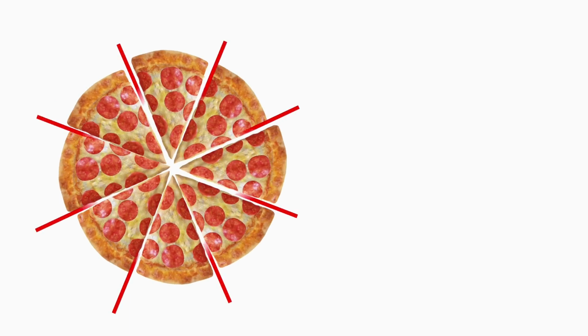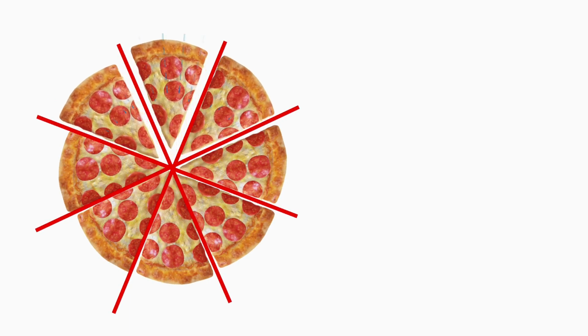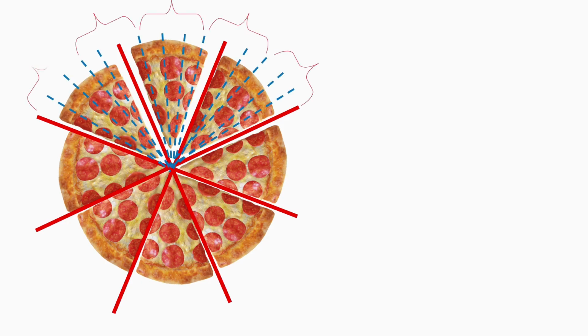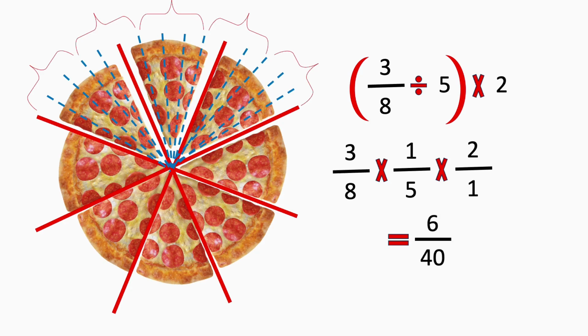As you can see, Sam must divide 3/8 of a pizza into 5 parts and give 2/5 of that to Henry and David. So we can do 3 over 8 divided by 5 times 2, or 3 over 8 times 1 over 5 times 2 over 1, which will be 6 over 40, or 3 over 20.